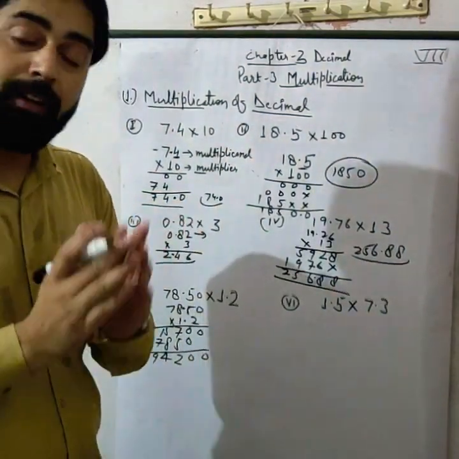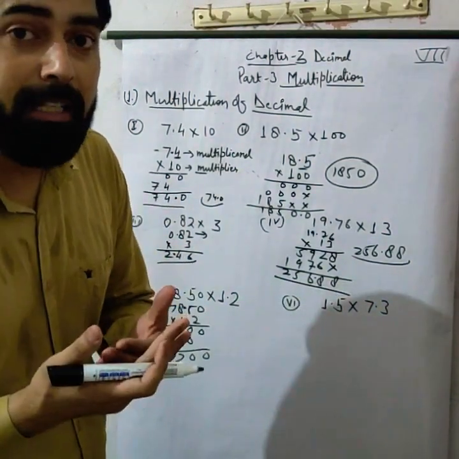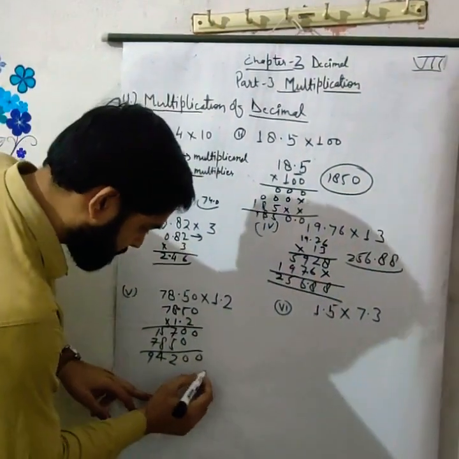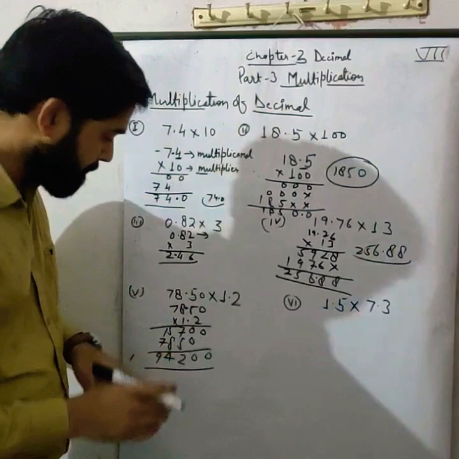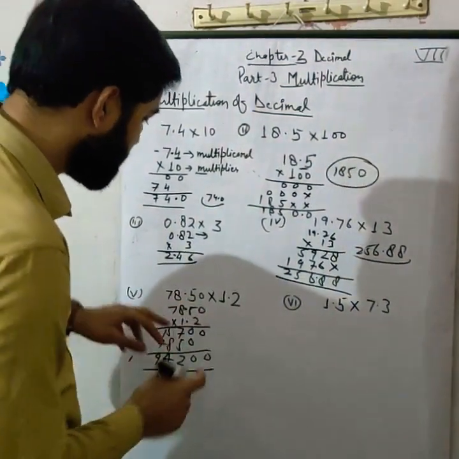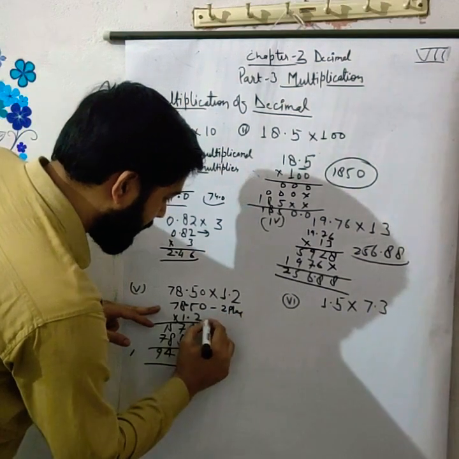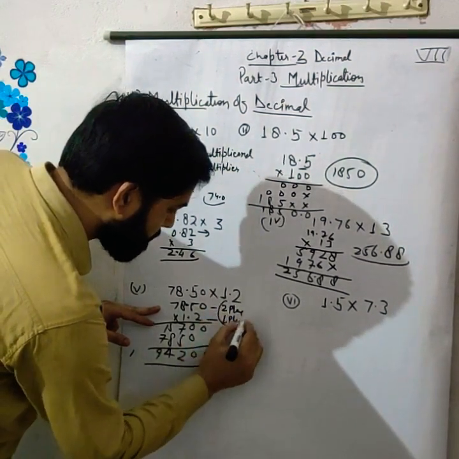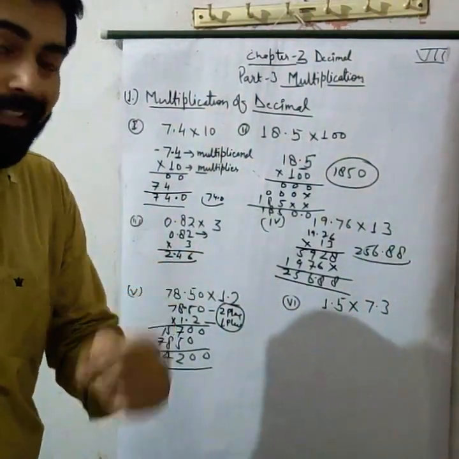And now decimal time. Decimal time is very important. Where is the place of the decimal in multiplication? In the product, in the last. This is the product. This is not the answer. So look here. In the multiplicand, 2 places. And in the multiplier, 1 place. Count the total decimal places of both.